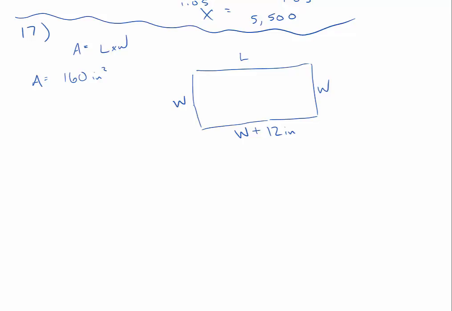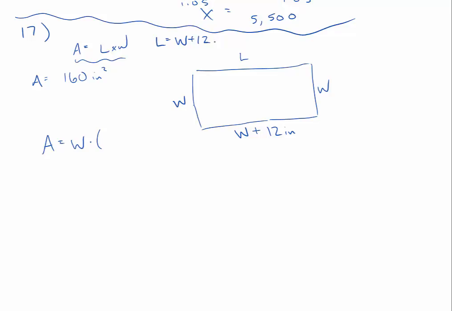And then it says what are the dimensions. So I need to find W and L, right? And so I'm going to use the equation up here, the area equals length times width, and I write that in. Area equals width times, and then instead of length, I'm going to put W plus 12, right? Because if I write out that length equals W plus 12, well, then we've got two equations, right?